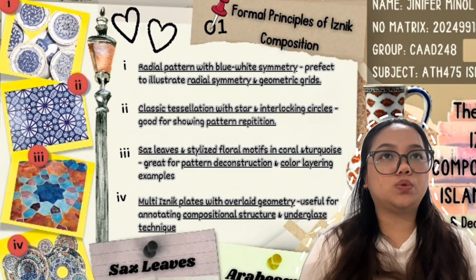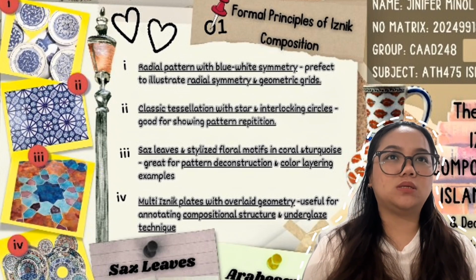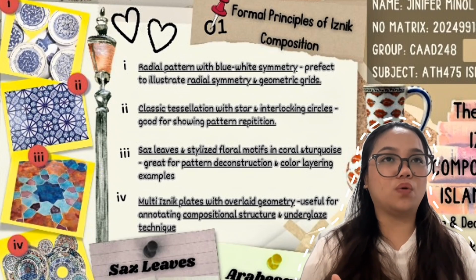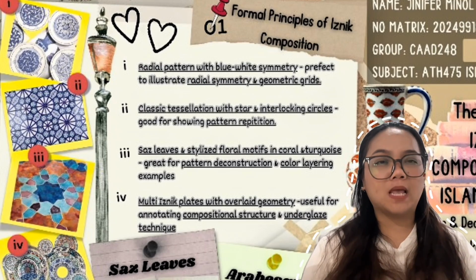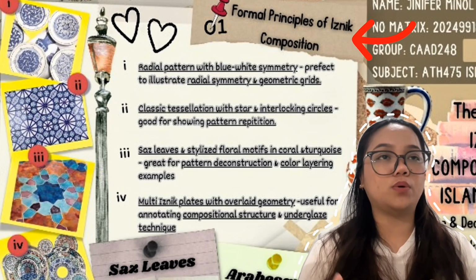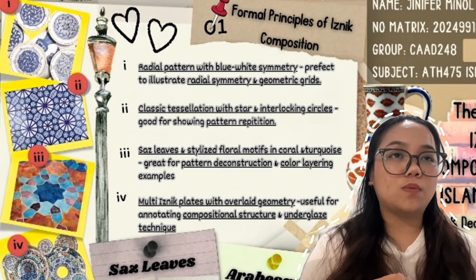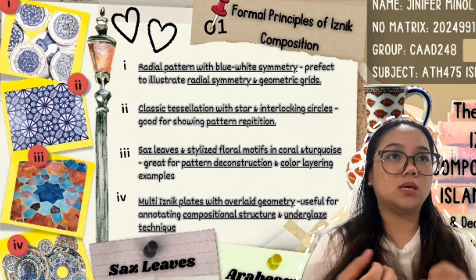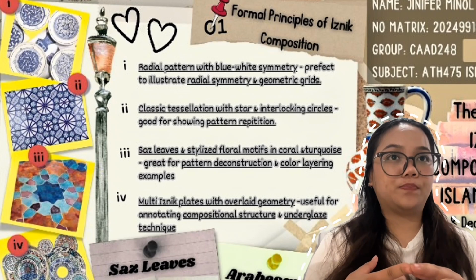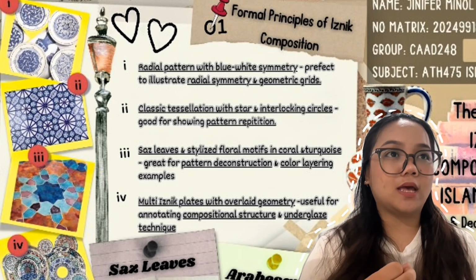Now, I will walk you through the main sections of my infographic. The infographic is structured into several parts, each highlighting a specific aspect of Islamic design. Let's begin with section 1. The title is Formal Principles of Aesthetic Composition. This section explains how artists applied formal design elements such as symmetry, repetition, pattern organization, and balance. These principles are what give the art its distinct order and elegance.